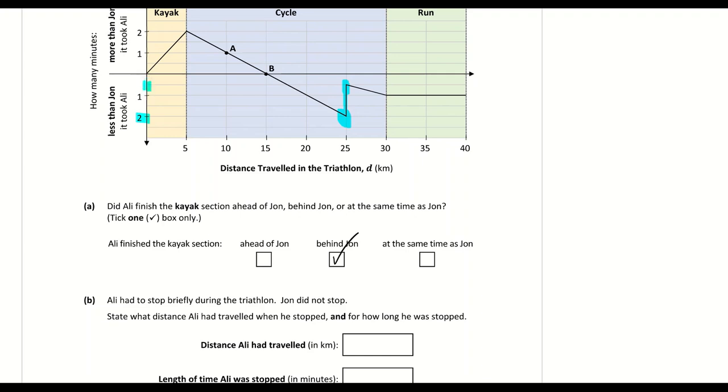So what distance had Ali traveled? It's 25 kilometers. So 25 for my kilometers. And the length of time Ali was stopped, well, it's from 2 to 0.5. So that's 1.5 minutes. So, yeah, 1.5 minutes.